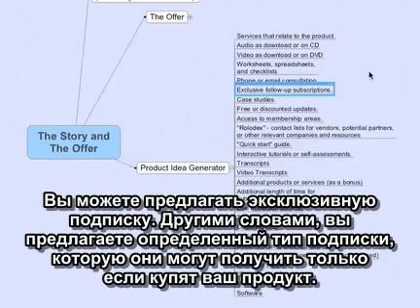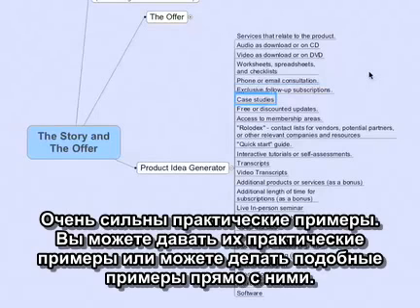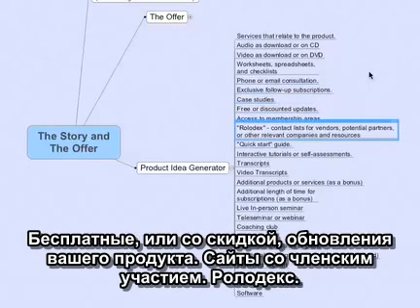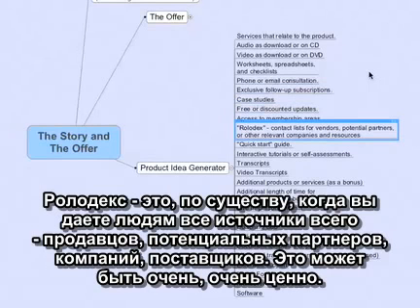Exclusive follow-up subscriptions, in other words, some type of subscription that they can only get if they purchase your product. Case studies are really powerful. You can give them case studies. You can do case studies with them. The great thing about that is then you're setting yourself up for your relaunch. Free or discounted updates for the product. Membership sites. Rolodex. This is basically where you're giving people sort of a resource of everything. Vendors, potential partners, companies, suppliers. It can be very, very valuable.